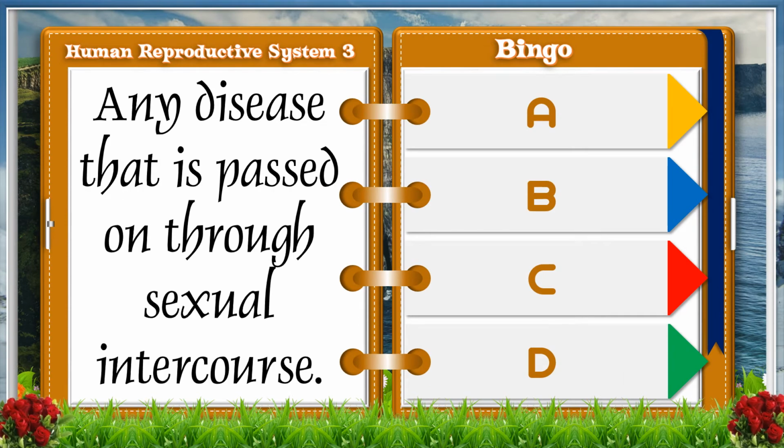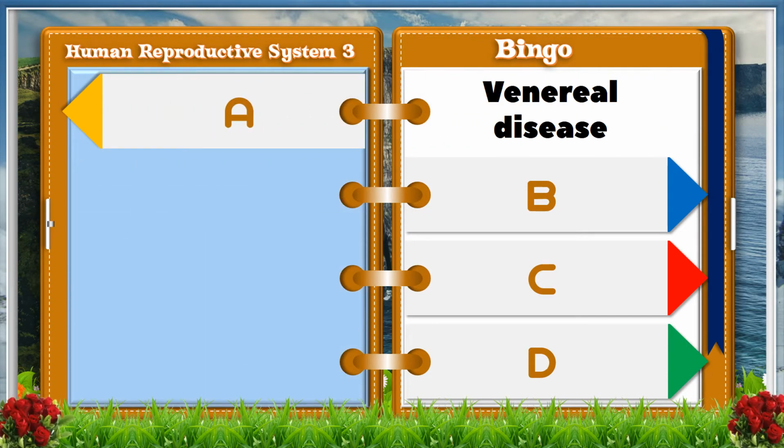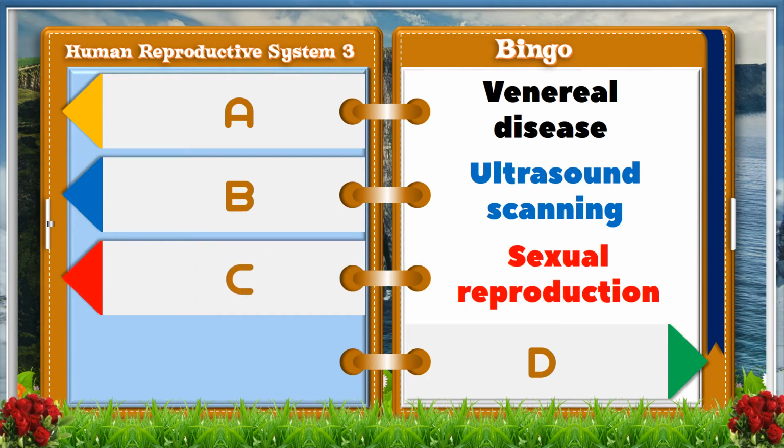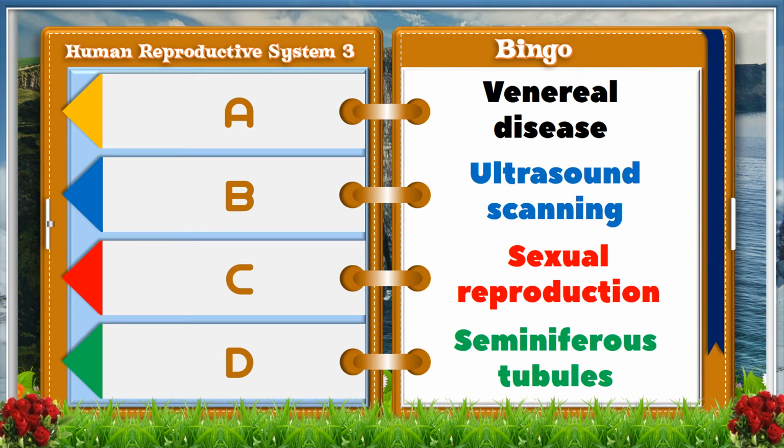Any disease that is passed on through sexual intercourse. A. Venereal disease. B. Ultrasound scanning. C. Sexual reproduction. D. Seminiferous tubules. The answer is A. Venereal diseases.